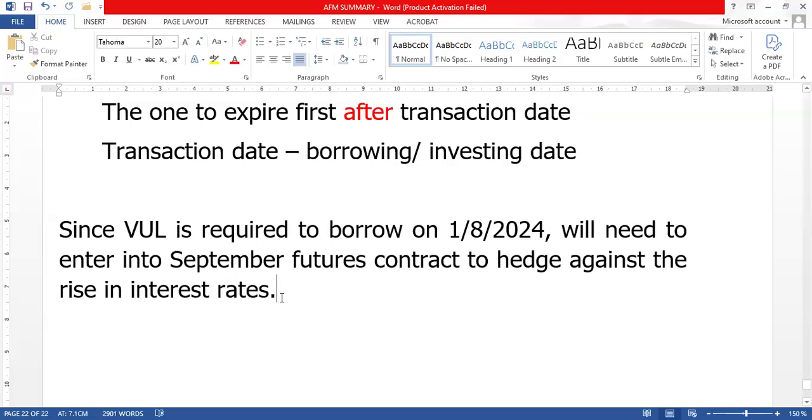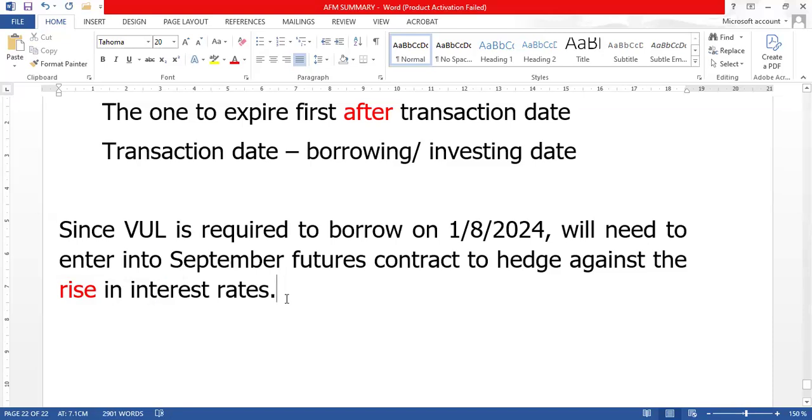If you are an investor, your worry is about the interest rate falling. So you hedge against the fall. Here you don't put rise. You hedge against the what? The fall in the interest rate. But here you are a borrower. So your worry is about the interest rate increasing. So that is the first point.